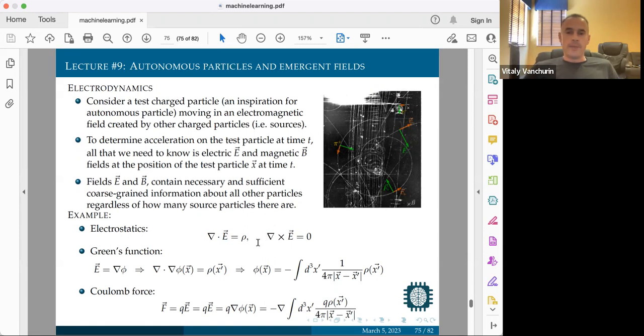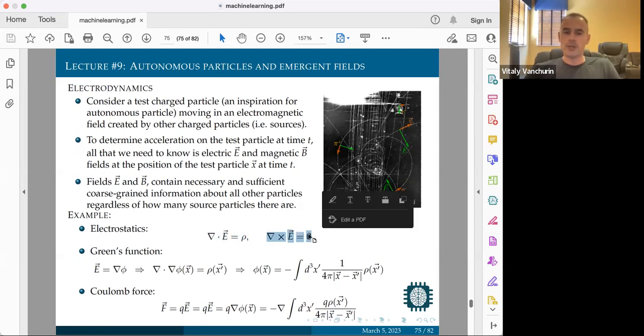Okay, and that, we claim, is the relevant parameter, and that is the relevant information about the location of all other particles, if the particle is to move according to the electromagnetic field. All right, so now how do we decide how it moves? Well, first we solve those equations.